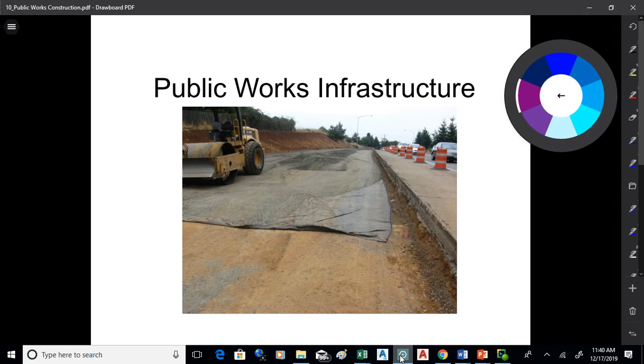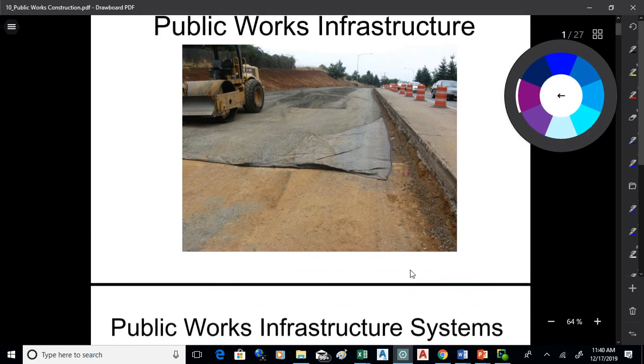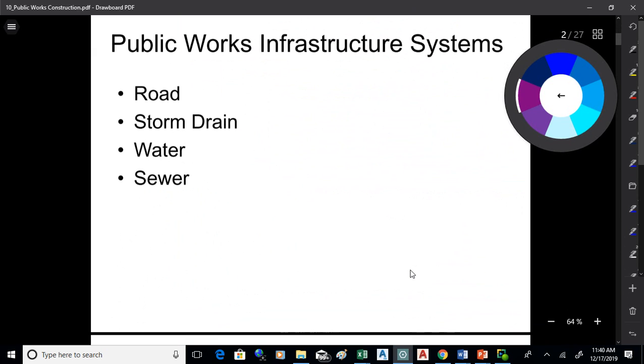So let's have a look at some public works infrastructure. Okay, the infrastructure in a city, let's look at 4 of the main systems: road and storm drain, water and sewer.